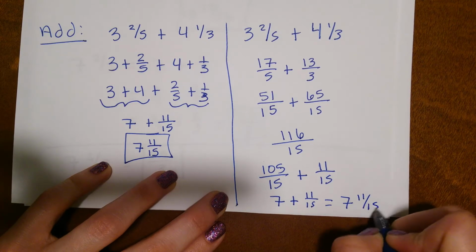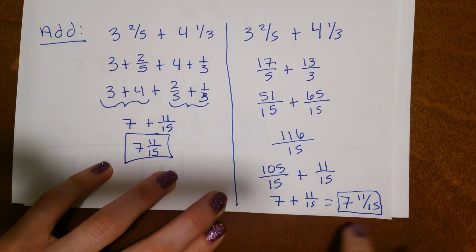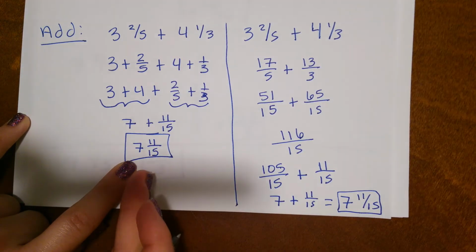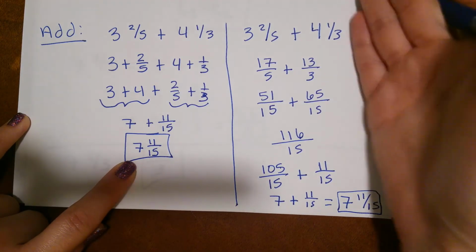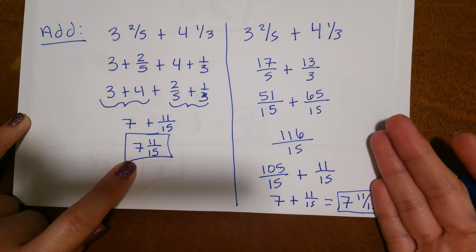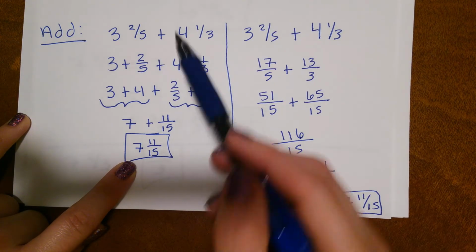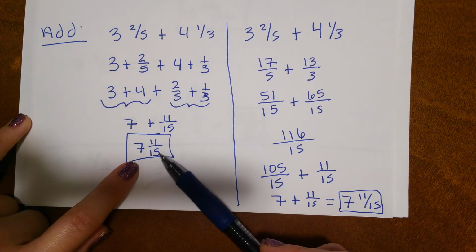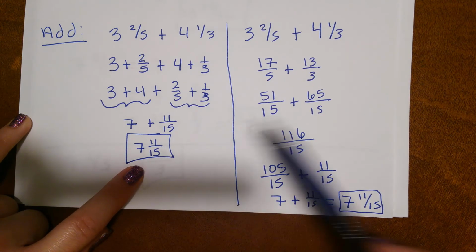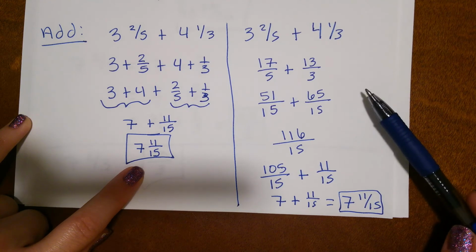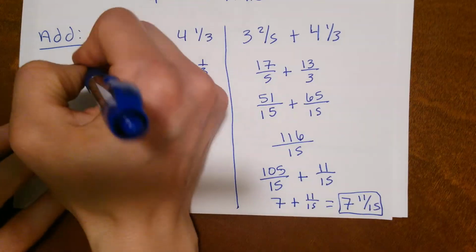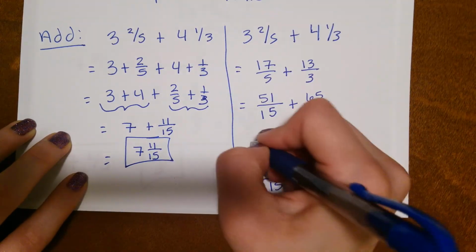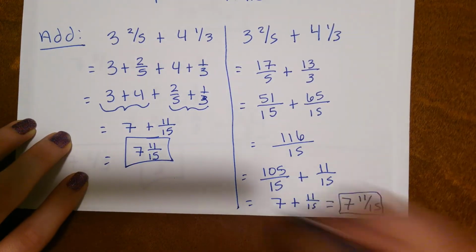7 and 11/15. So just like we got there, we could use associative and commutative properties, or you can go with improper fractions. Understanding now the properties and seeing that I could keep my fractions so much smaller, I prefer this way. That's me. I prefer this way. I see I didn't write any equal signs. There we go.